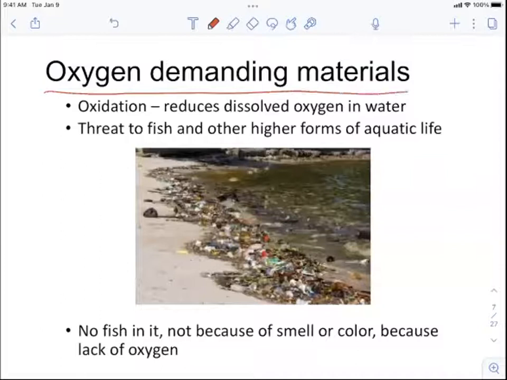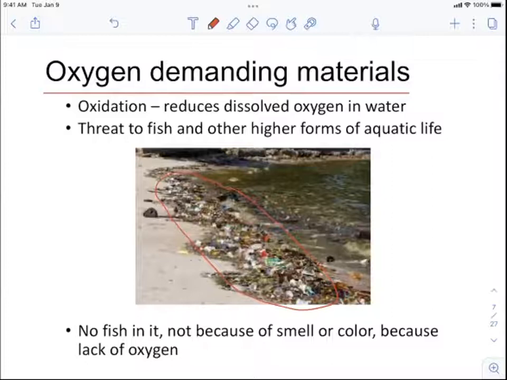So this might sound a little bit new to most of you, right? The oxygen demanding materials, or the related definition of dissolved oxygen or oxygen demand, is a fundamental definition in environmental engineering. Okay, so here I'm showing you a picture. Probably this is nearby a seaside, right? But there is a lot of trash in here. So if I ask you, how likely is it that the water can contain some fish in here? The answer is quite obvious, right? It's very unlikely that there will be fish in there.